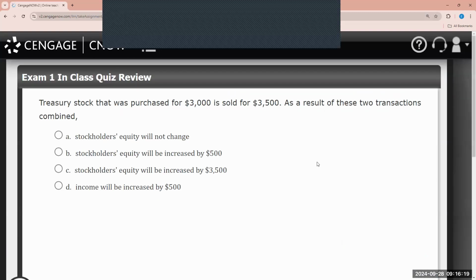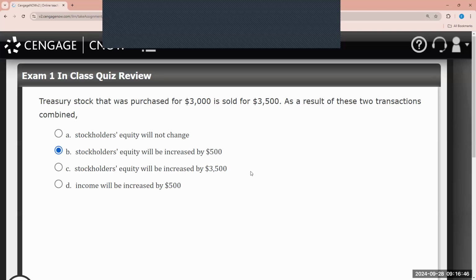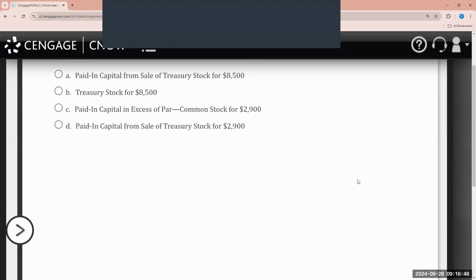Next, we have, as a result of these two transactions combined, Treasury stock that was purchased for $3,000 is sold for $3,500. All right, so we purchased, and think of it even in a logical way, you purchased something for $3,000 and you sold it for $3,500. That's an increase to your equity. So therefore, stockholders' equity will be increased by $500.